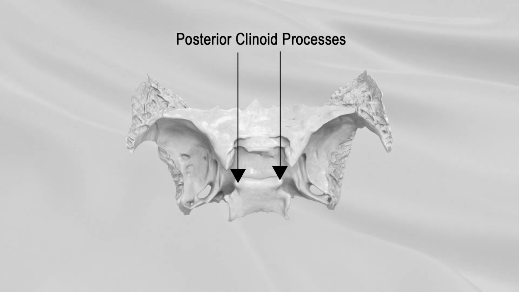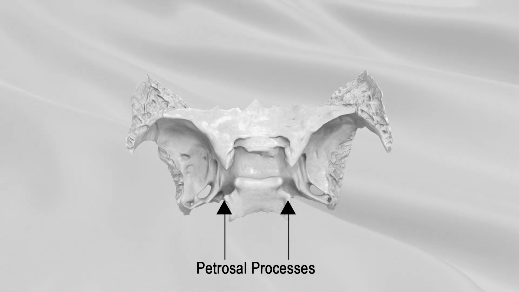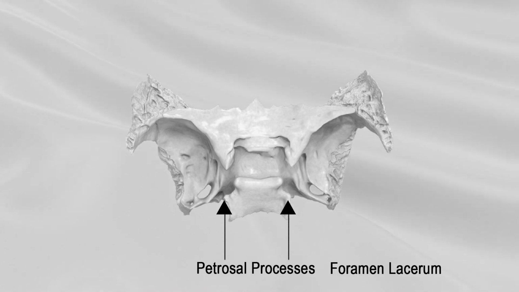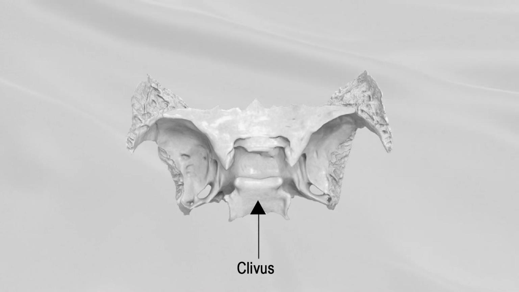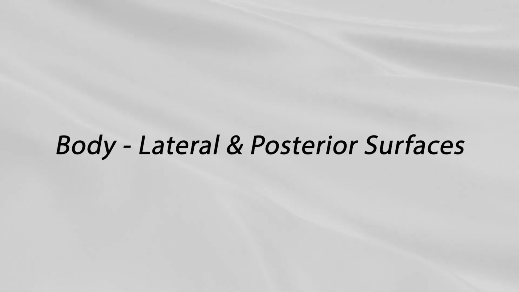On either side of the dorsum sellae is a notch for the passage of the abducent nerve. Below this notch is a sharp process, the petrosal process, which articulates with the apex of the petrous portion of the temporal bone and forms the medial boundary of the foramen lacerum. Behind the dorsum sellae is a shallow depression, the clivus, which slopes obliquely backward and is continuous with the groove on the basilar portion of the occipital bone. It supports the upper part of the pons.